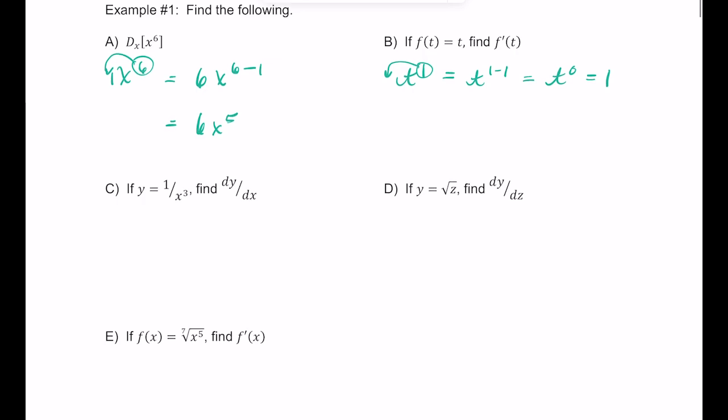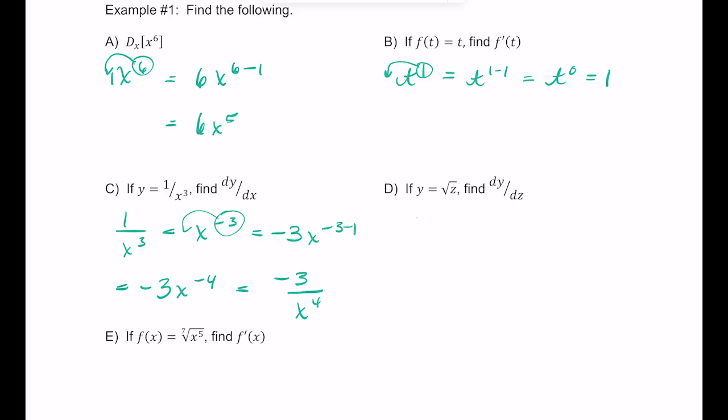For letter C, if y equals 1 over x to the third, find the derivative of y with respect to x. So 1 over x to the third, I can rewrite that as x to the negative third. So now it's in the form of x to the n. So I'm going to multiply my exponent times 1, or whatever coefficient is there with the x. So that would just be negative 3 times 1, which is negative 3. And then I'm going to subtract 1. So you end up with negative 3x to the negative fourth, but we wouldn't leave it like that. We would keep the negative 3 where it's at, and we would move the x to the fourth in the denominator to make that exponent positive.